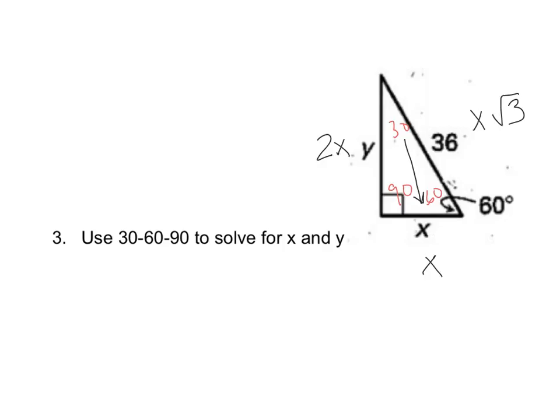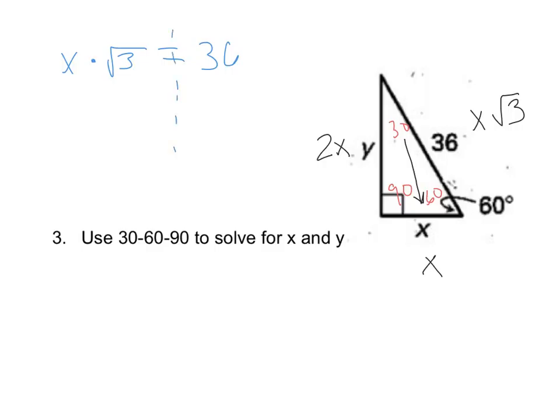So in order to do this, guys, we want to set up our equations. Let's start with the shorter side, the x. In order to get to the hypotenuse, we multiply x by radical 3. And then they tell us that side is 36, so we're going to set it up like that.